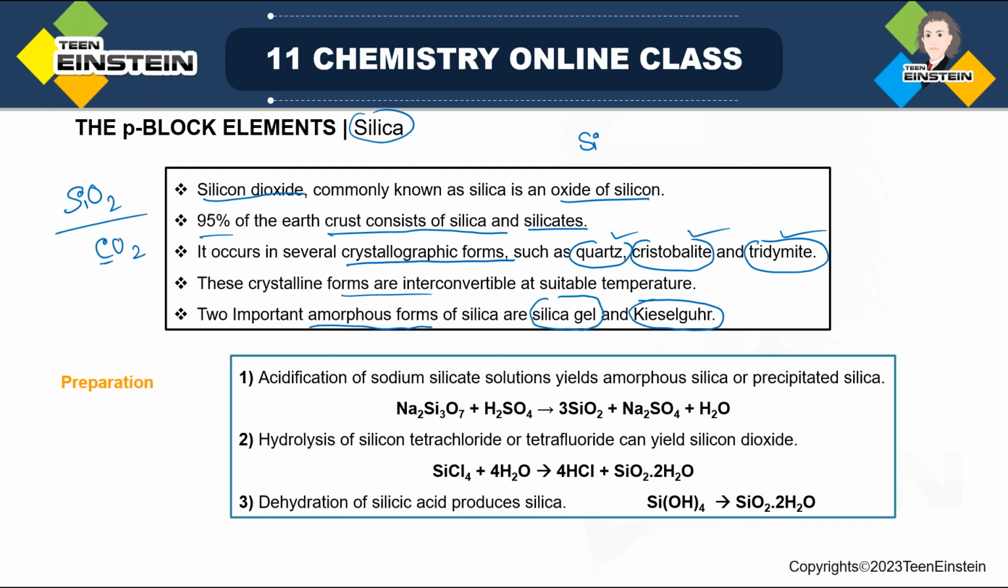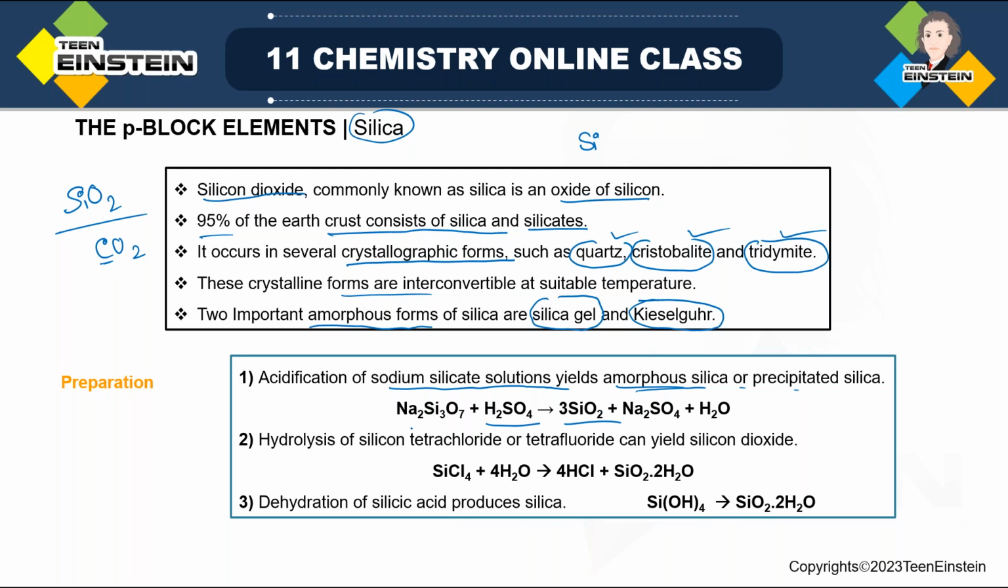Preparation, how we can make it. If we acidify sodium silicate solution, here we have taken sulfuric acid, it yields amorphous silica or precipitated silica. Precipitated or amorphous silica means it is in powder form. It is not a crystalline form, which is why it will be precipitated.